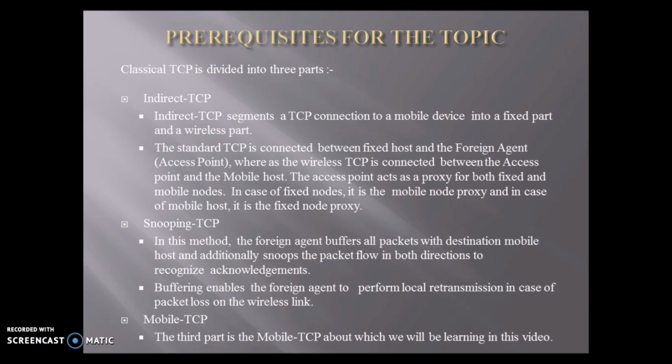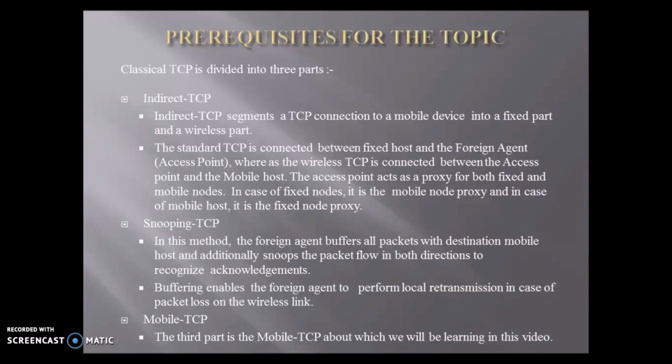Classical TCP is divided into three parts. The first one is indirect TCP. Indirect TCP segments a TCP connection to a mobile device into a fixed part and a wireless part. The standard TCP is connected between the fixed host and the foreign agent, which is also known as the access point, whereas the wireless TCP is connected between the access point and the mobile host. The access point acts as a proxy for both fixed and mobile nodes. In case of fixed nodes, it is the mobile node proxy, and in case of the mobile host, it is the fixed node proxy.